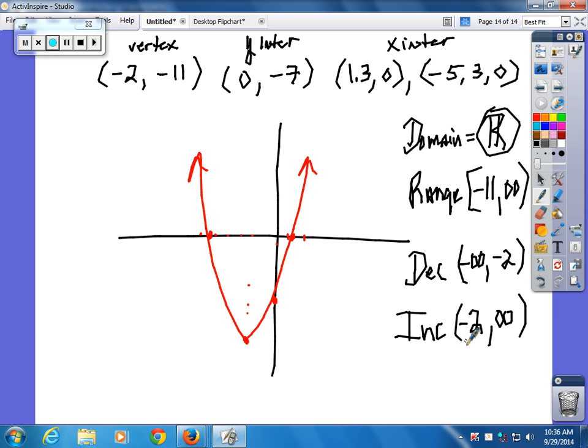Line of symmetry. What is line of symmetry? Line of symmetry always goes through the vertex. Line of symmetry is x is equal to negative what? 2. LOS equals negative 2. The line of symmetry always goes through the x-coordinate of the vertex. What is the vertex? The lowest point. In this case, since the parabola is opening upward, the vertex is your lowest point.